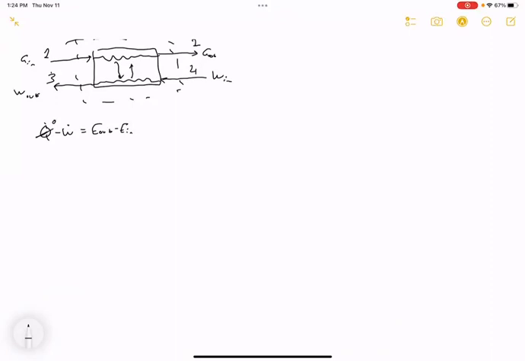And work done, is there any work being done? No, there's no work being done in a heat exchanger. All we're doing is just letting things flow near each other. So there's no work being done. So again, we're left with 0 equals energy in minus energy out.